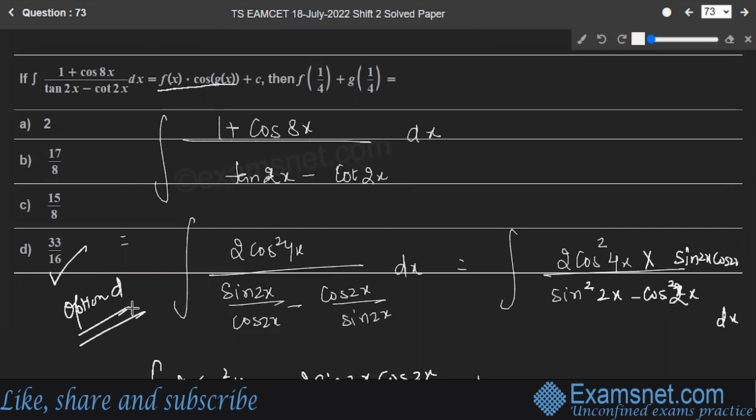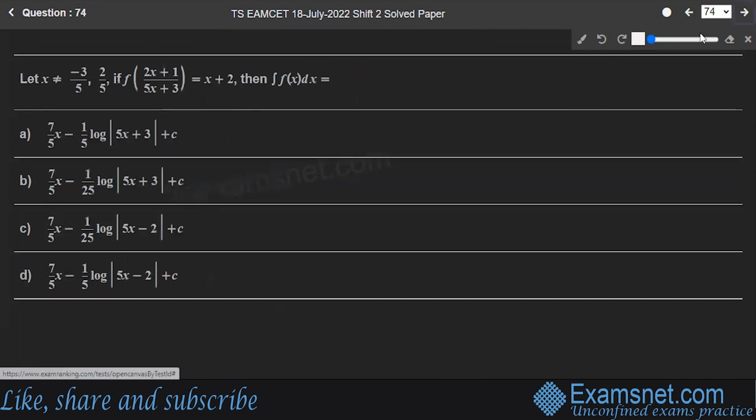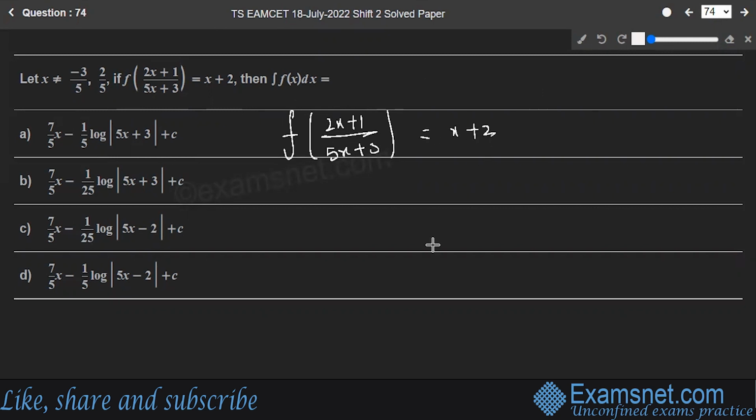Hope you got that. Let's move to the next question, number 74. Let x not be equal to minus 3 by 5 or 2 by 5. If the function f of (2x plus 1 upon 5x plus 3) is equal to x plus 2, then the integral of f(x) dx is equal to. Okay, so I'll start with this function: f of (2x plus 1 upon 5x plus 3) is equal to x plus 2.